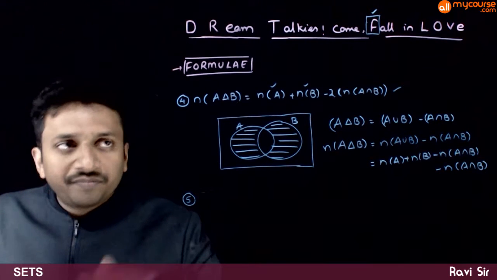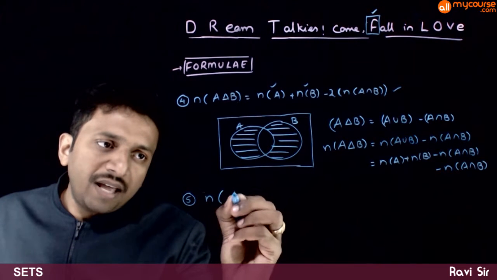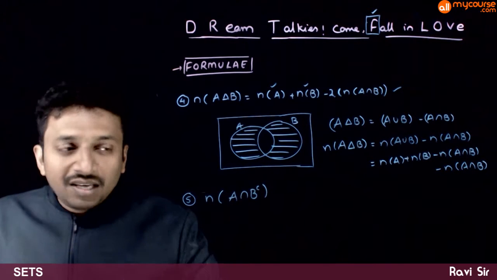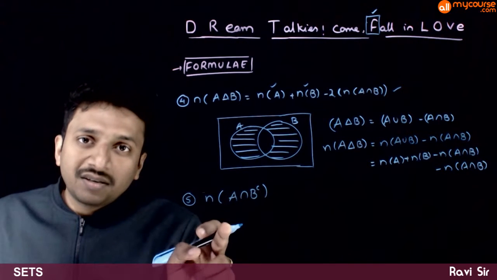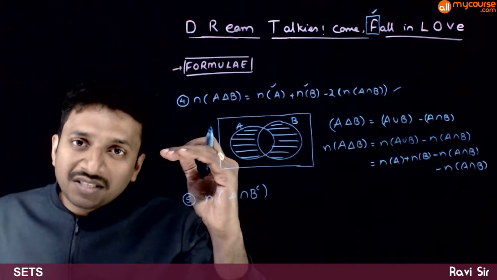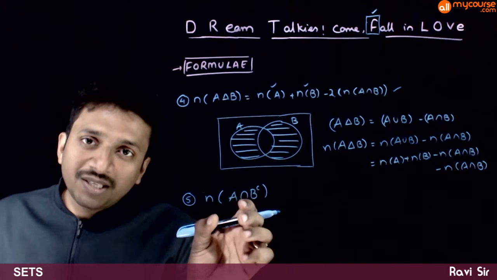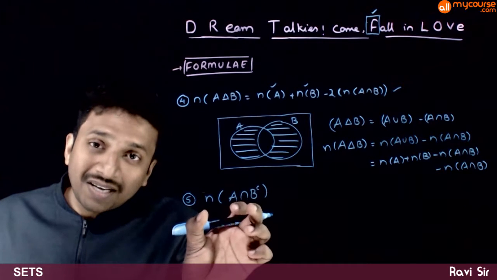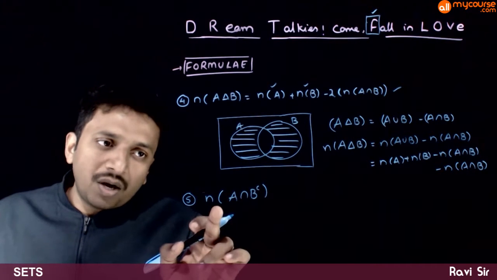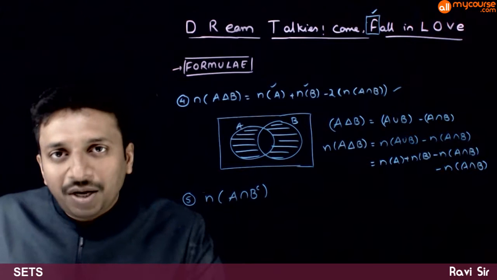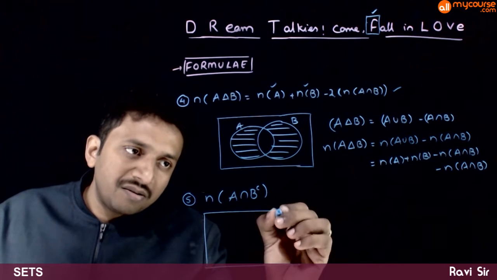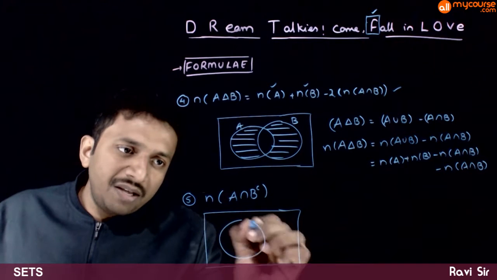So next formula. What is n of A intersection B complement? These are auxiliary formulas. Till now, these are standard formulas. These are auxiliary formulas. That means you can remember them or you might leave them. So you just need to understand why they are working. So what is n of A and B complement? So what is the region corresponding to this? So what is the meaning of this?